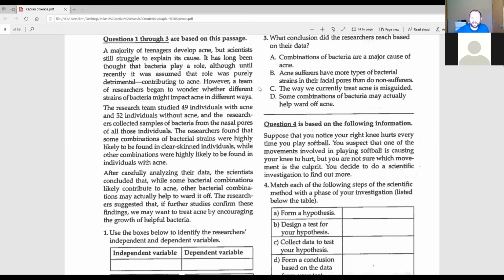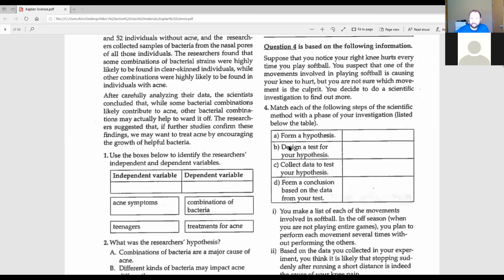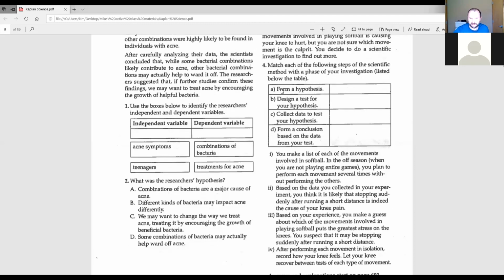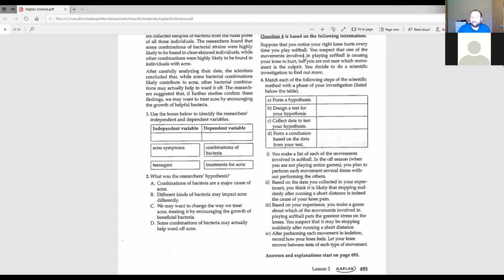And then the last question here has us mix and match these different things. So let's do this, and then we will call it a day. I'll go through it quick. It says, suppose you notice your right knee hurts every time you play softball. You suspect that one of the movements involved in playing softball is causing your knee to hurt. You are not sure which movement is the culprit. You decide to do a scientific investigation to find out more. So we're going to match each of the following steps of the scientific method with a phase of your investigation.